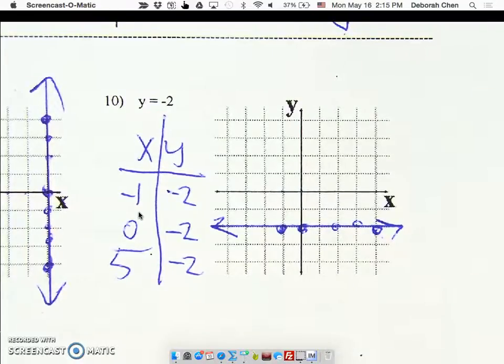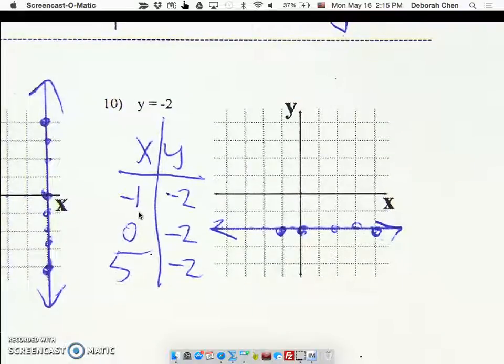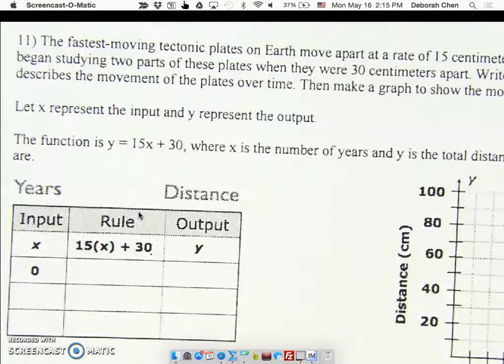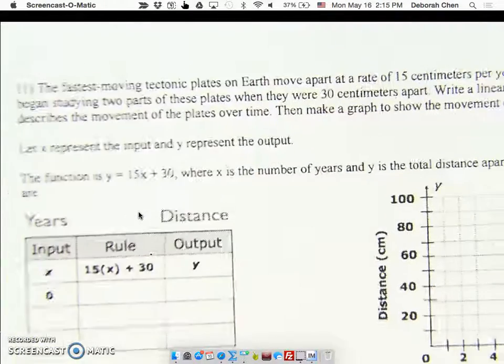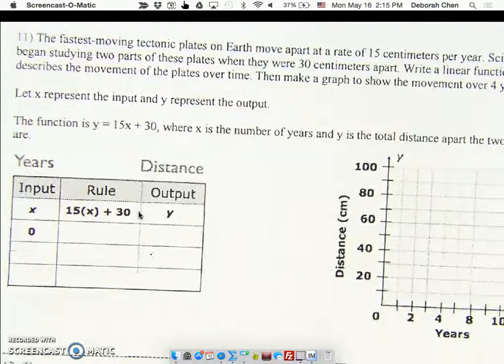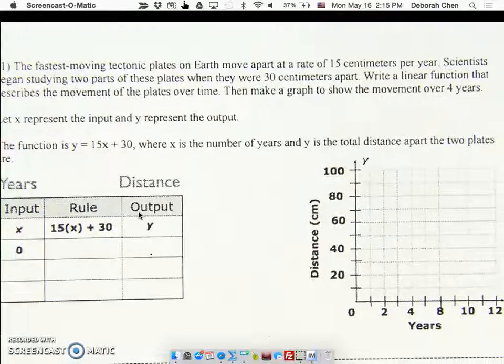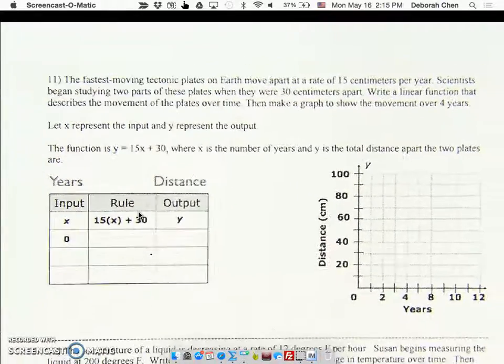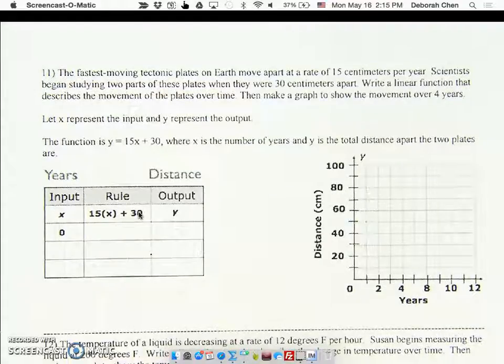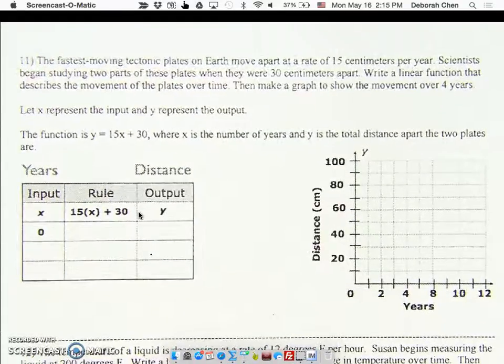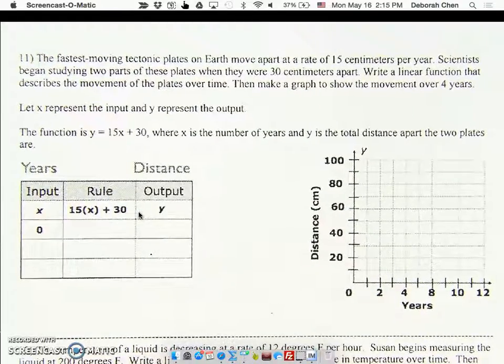All right, 2 more problems. Number 11 is a word problem. You're not going to solve it, you're just going to graph it. So it says that the fastest moving tectonic plates on Earth move apart at a rate of 15 centimeters per year. Scientists began studying 2 parts of these plates when they are 30 centimeters apart. So when they started, it's already 30 centimeters apart.